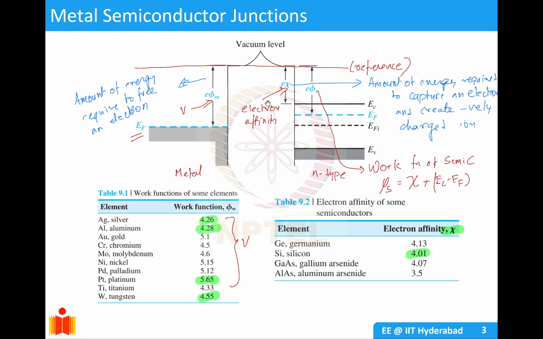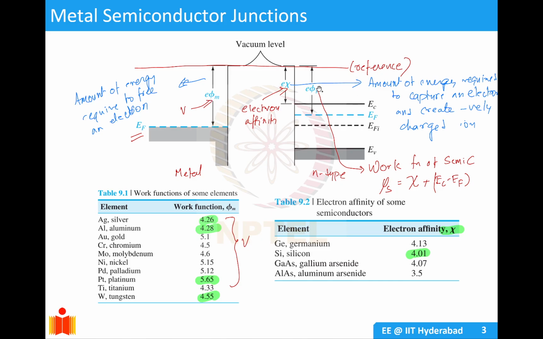When a metal and a semiconductor are brought together, there are some properties of metals and semiconductors to be considered. For metals, we talk about the work function, which is the difference between the Fermi level of the metal and the vacuum level. The vacuum level is the level at which the electron becomes free of the lattice or free of the atom. That difference is called the work function, and it is noted as phi m.